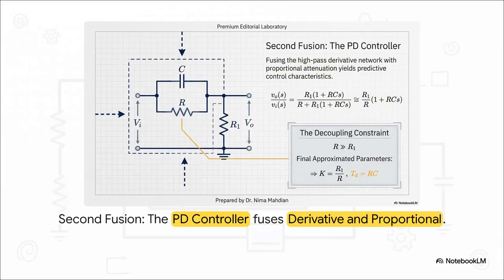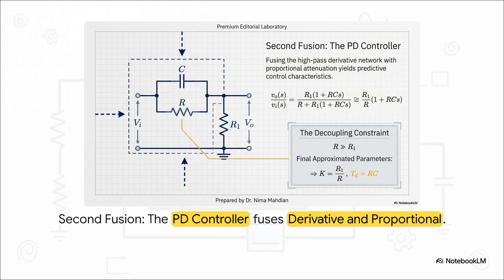Here is our second fusion, the PD controller. We're fusing a high-pass derivative network, that's the parallel C and R block, with proportional attenuation via R1 to ground. The exact equation is R1 times the quantity 1 plus RCS, all over R plus R1 times the quantity 1 plus RCS. Now let's apply that decoupling constraint we just talked about.